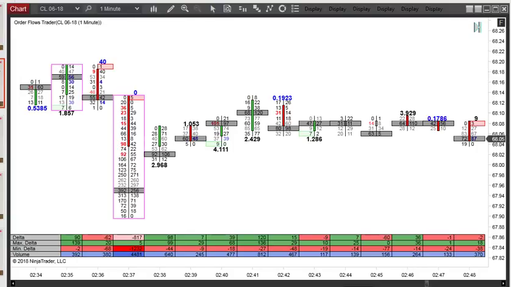It could be one person, it could be a fund, it could be whoever. And the trader's goal is to get the money from somebody else's pocket and put it in their pockets. So let's take a look. So this is the Orderflows Trader software.